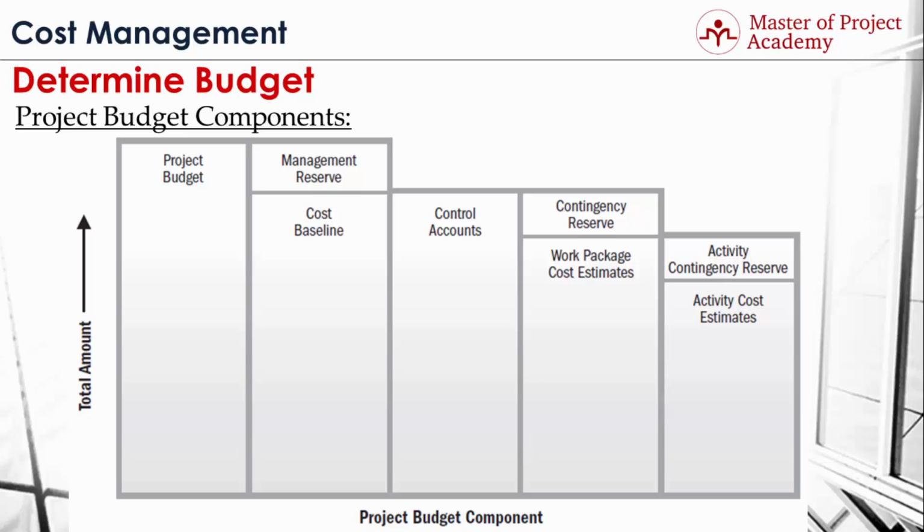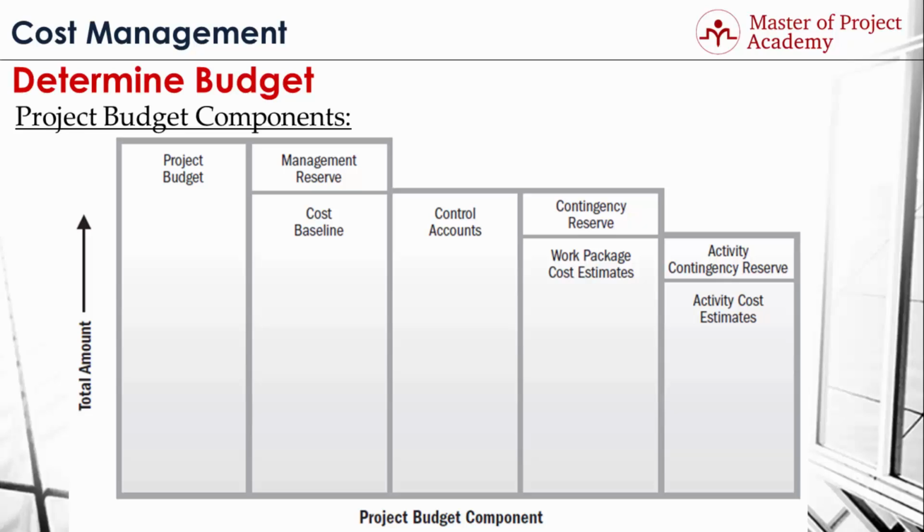Cost baseline is constituted with the costs of control accounts. If you remember the work breakdown structure, we were aggregating the costs of each control account to find the cost baseline. Control accounts have work packages and estimates of the work packages, with their contingency reserves, bring us the cost of control accounts. The lowest level of a work breakdown structure is activities. Cost estimates of activities and their contingency reserves will constitute the cost of work packages.